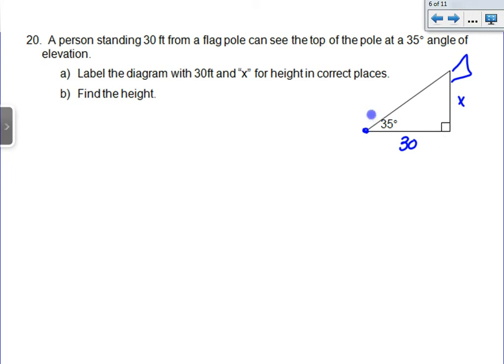So we can see that this is our point of reference, and we do definitely set up tangent. So tangent of 35 equals x over 30. Since x is in the numerator, we end up multiplying 30 times the tangent of 35.